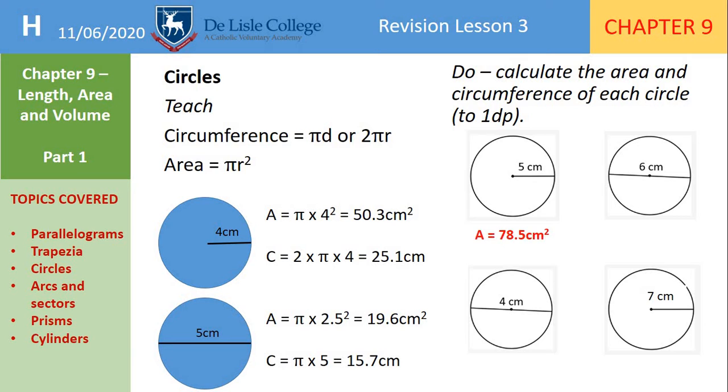Okay, the first one. The area is 78.5 centimetres squared and the circumference is 31.4 centimetres. Going across, the second one, the area is 28.3 centimetres squared and the circumference is 18.8 centimetres. The third one, the area is 12.6 centimetres squared, the circumference also 12.6 centimetres.